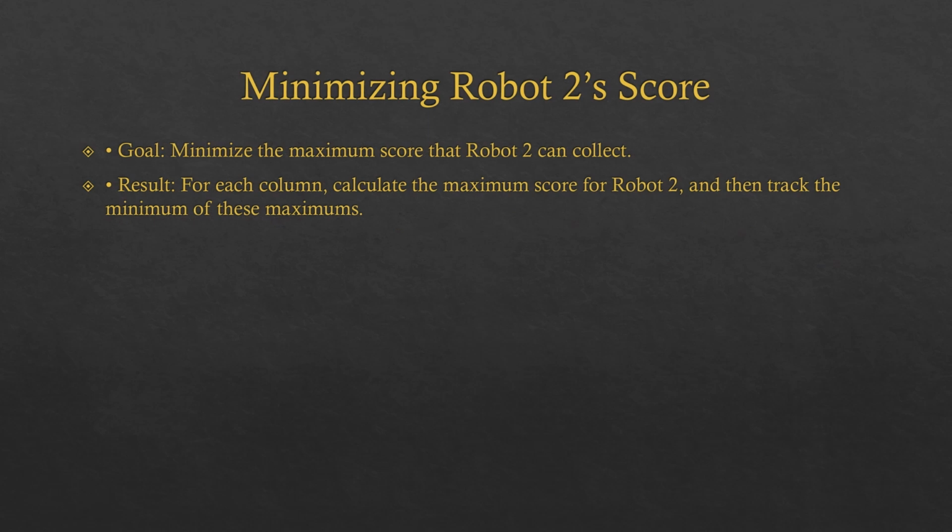To minimize robot 2's score, we need to find the column where robot 1 should switch rows to minimize the maximum score robot 2 can collect. By trying all possible switch points, we can calculate the maximum score robot 2 can achieve and track the minimum of those maximum scores.